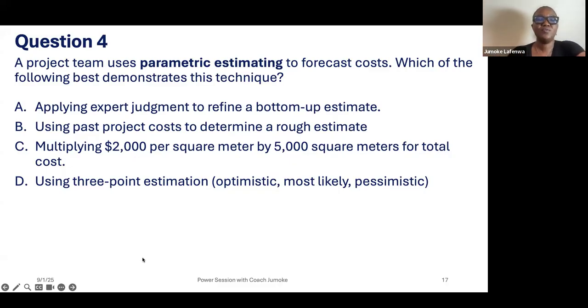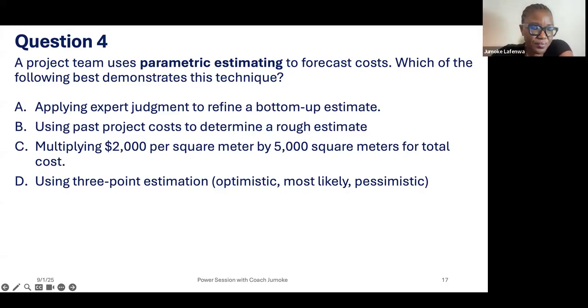Let me count to 5, then we 1, 2, 3, 4, 5. Let me peep what's Damilola.